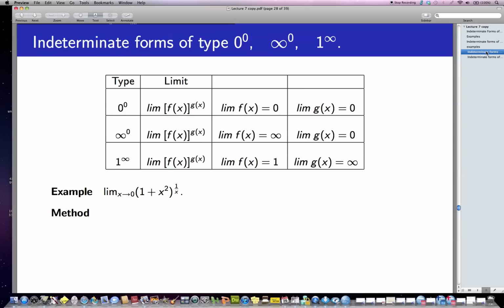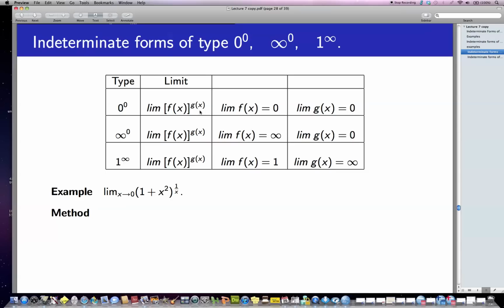Here are 3 other types of indeterminate forms. If I have a limit of f of x to the power of g of x, where f of x is going to 0 and g of x is going to 0, then that limit is indeterminate. Why is it indeterminate? Because the f of x is getting smaller as x tends to wherever it goes in the limit, and also the power is getting smaller. And you see, for numbers near 0, a smaller power is going to make them larger.